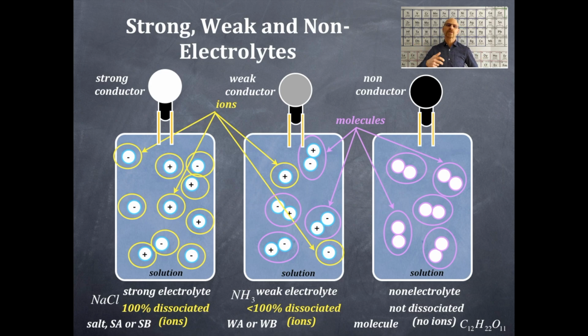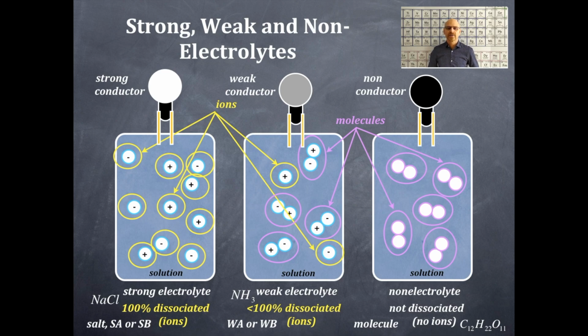Okay. So this is the difference molecularly, on the atomic level, that you can see between a strong conductor, a weak conductor, and a non-conductor, and that is a strong electrolyte, a weak electrolyte, and a non-electrolyte.